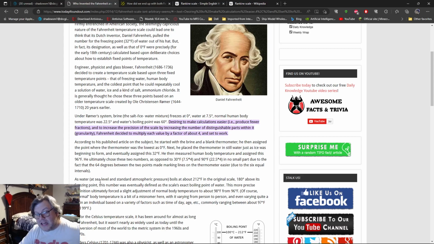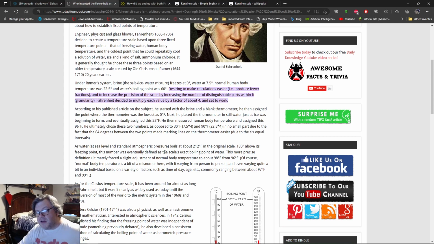Now, as water at sea level and standard atmospheric pressure boils at about 212 degrees Fahrenheit, in the original scale, 180 above its freezing point, this number was eventually defined as the scale's exact boiling point of water. This more precise definition ultimately forced a slight adjustment of normal body temperature to about 98 degrees Fahrenheit from 96 degrees Fahrenheit.